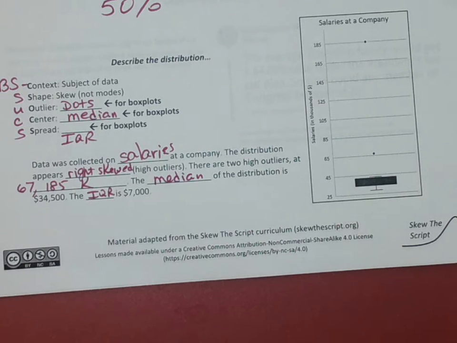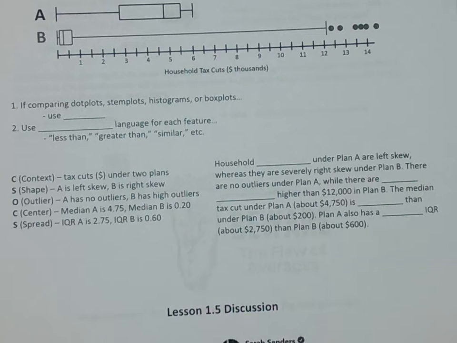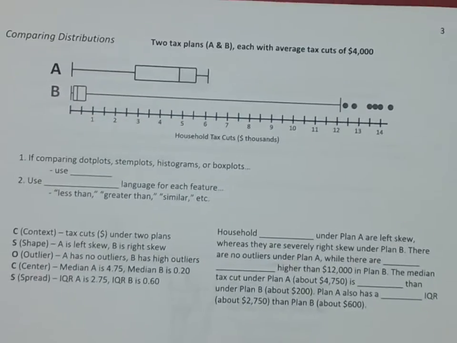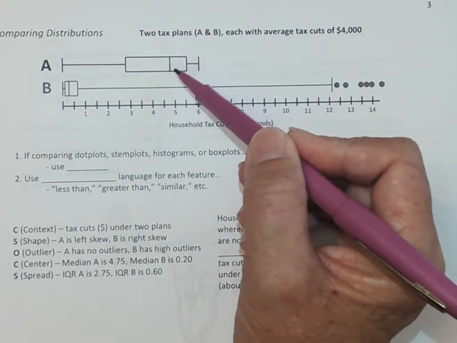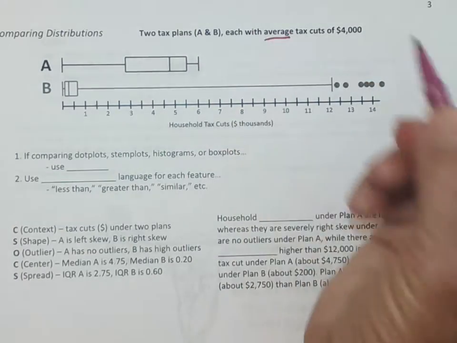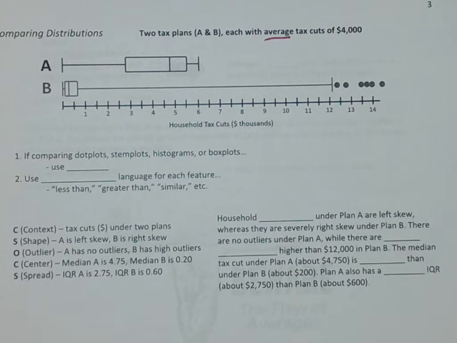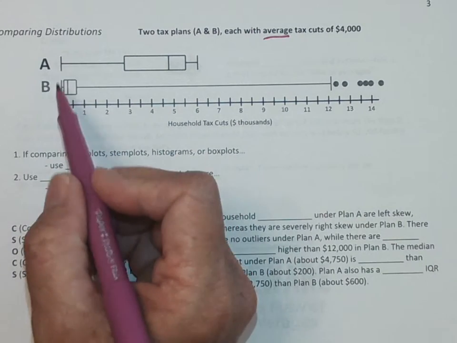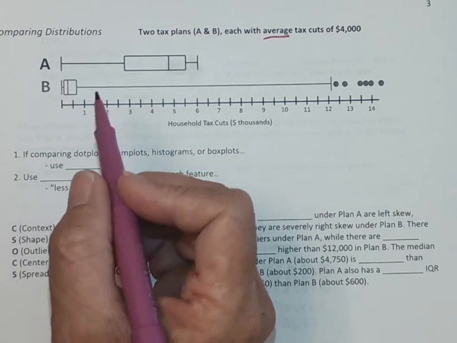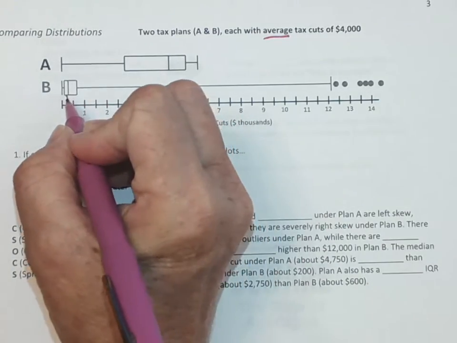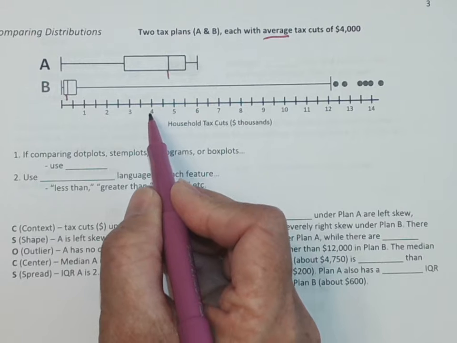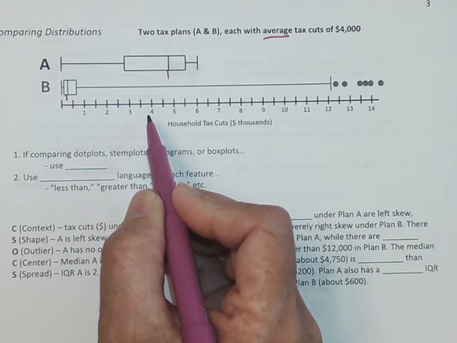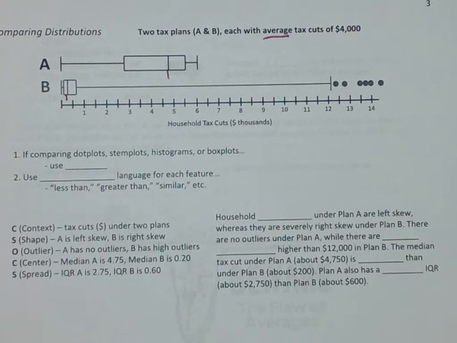Okay, and let's go to the third page now and take a look. Okay, at the top of the third page, here we're going to compare two different tax plans, each with an average tax cut of $4,000. Well, notice how we've got the two box plots. Look at where the medians are. So we've got a median right here, and we've got a median here. So neither of these medians are at 4,000. The average of their data points may be 4,000.